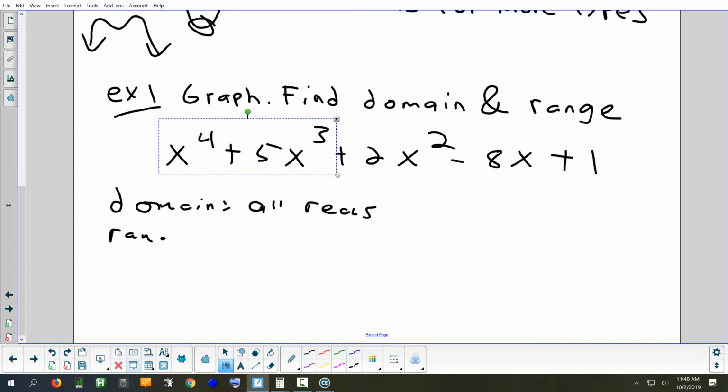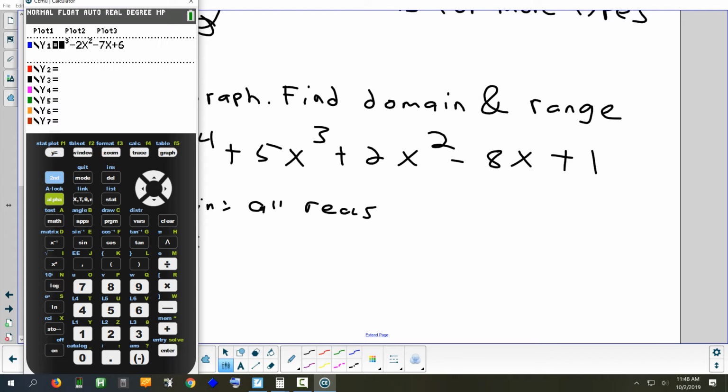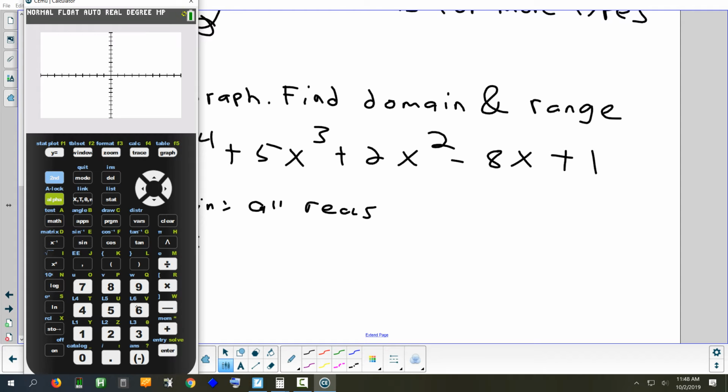Okay, range. Well, range depends. For range, let's graph it and see what happens. So we've got x to the 4th, 5x cubed, plus 2x squared, minus 8x plus 1. And I'm going to do zoom 6.